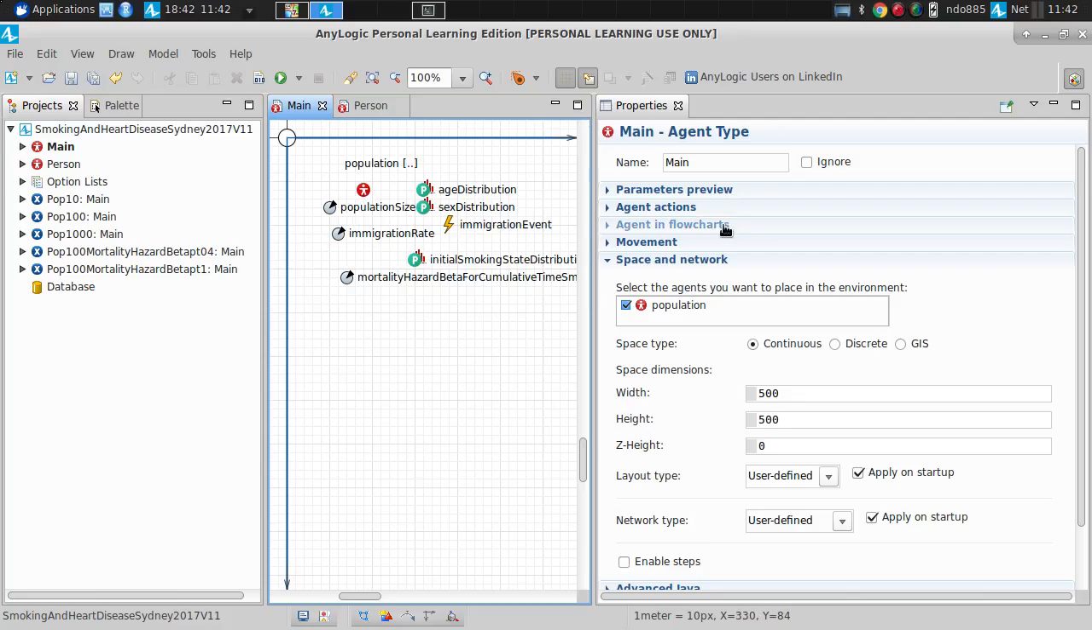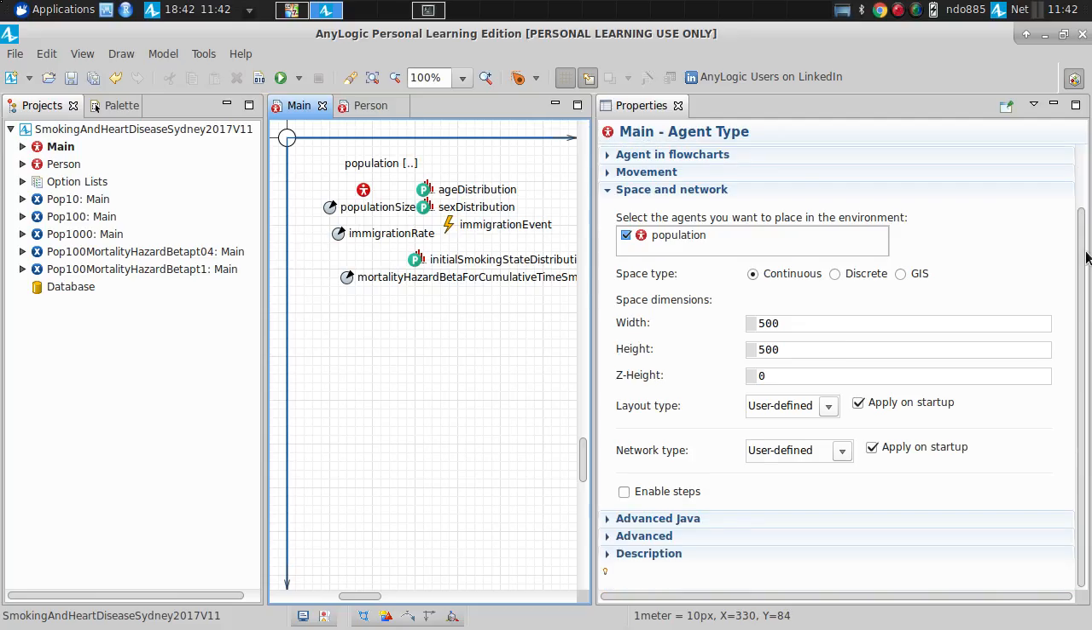So for main as a whole, the easy but restrictive way is you scroll down in the enclosing object. In this case, it's main. And you scroll down, and there's an area called space and network. Do you see that? We'll enjoy the closer pleasure of its acquaintance soon enough. But for now, I'll simply draw your attention to the fact that the layout type here can be set to be random. Do you see that in space and network? And that would set the people to have a random location in space.